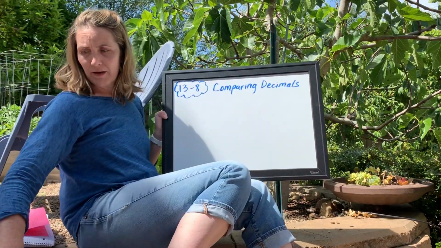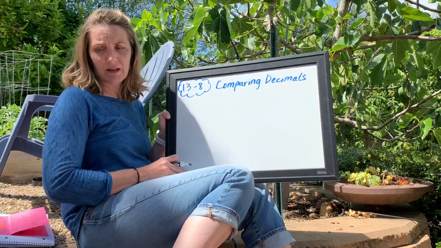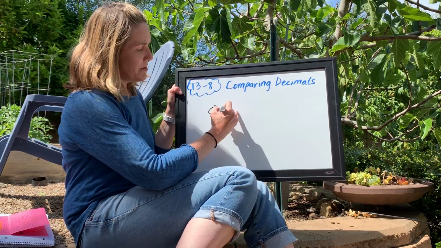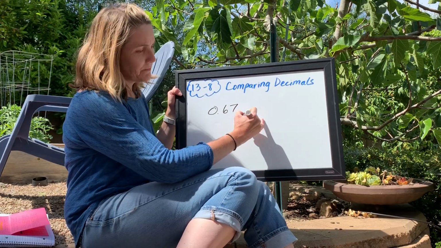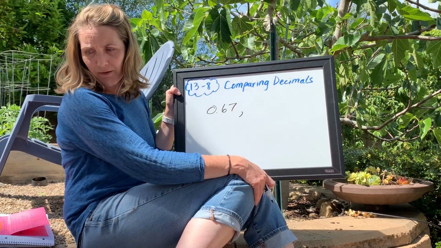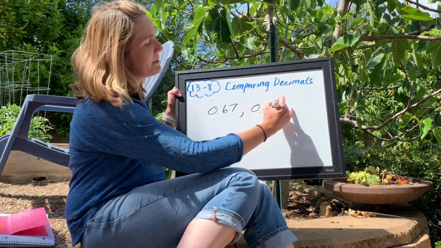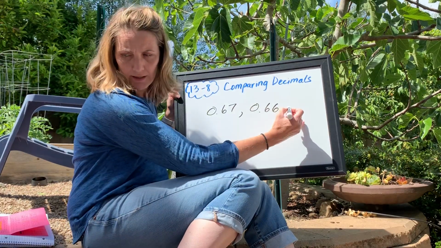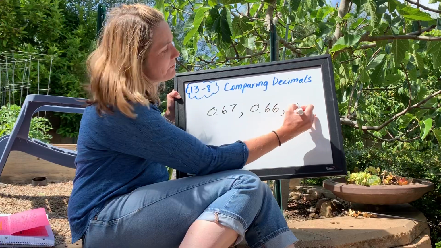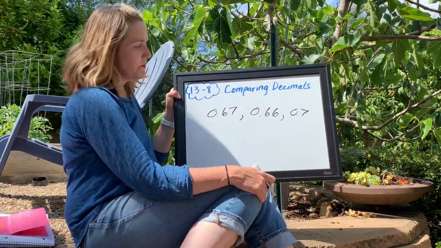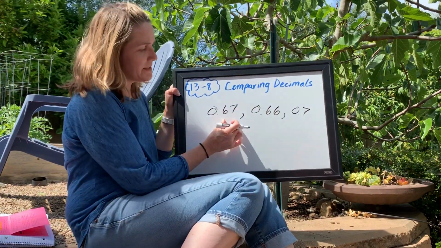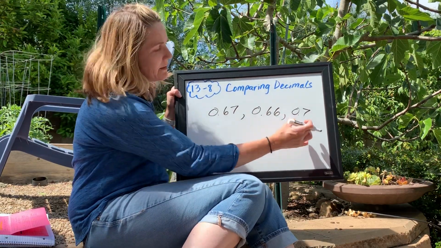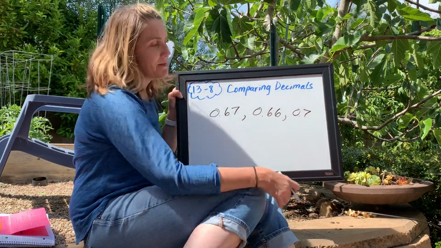So I'm going to give you the first three numbers, and we're going to put them in numerical order. So the first number is 0.67. The second number that I'm going to give you is 0.66. And the third number I'm going to give you is 0.7. Okay. And just as review from yesterday, this would be said 67 hundredths. This is 66 hundredths, and this is 7 tenths.